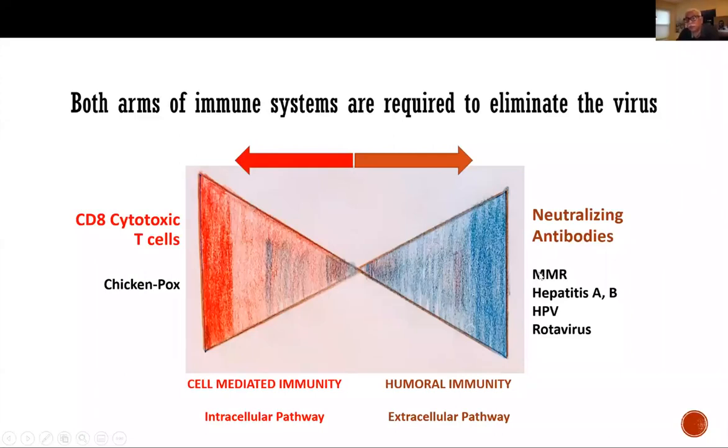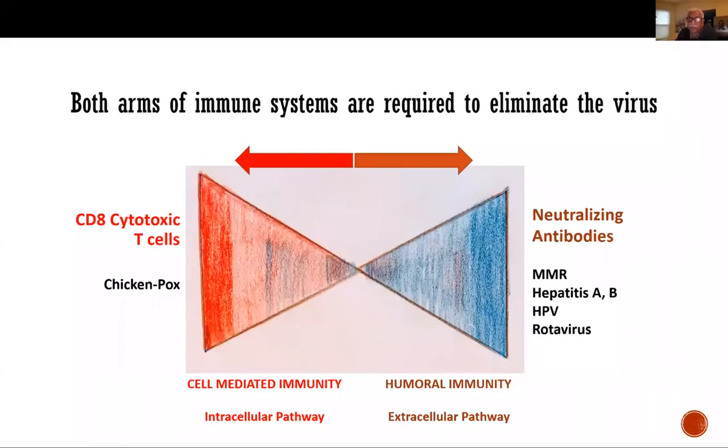immune response. So all the vaccines that we have got so far, for example, measles, mumps, rubella, hepatitis A, hepatitis B, all these vaccines that we get, they activate the humoral immune response. They activate CD4 cells, and CD4 cells help B cells make antibodies, and the antibodies are neutralizing antibodies, and that's how all of these vaccines work.